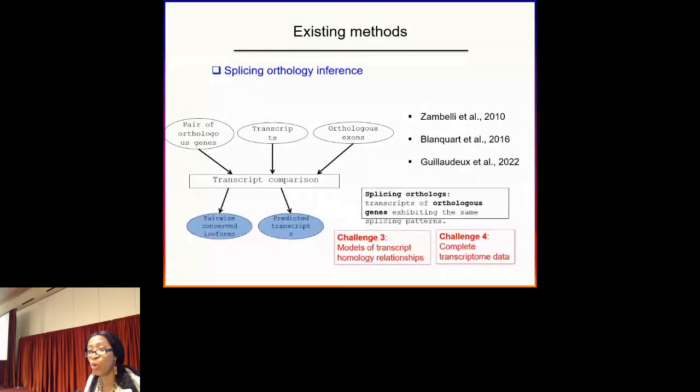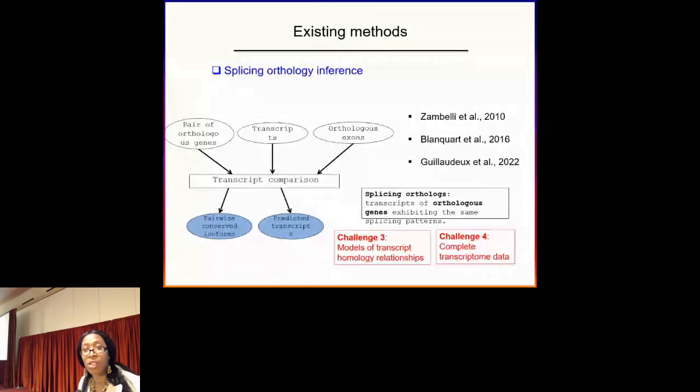They are limited to pairs of transcripts from orthologous genes. In the definition of splicing orthologs, these are transcripts of orthologous genes that exhibit the same splicing patterns. So the notion of orthology here comes from the level of genes. In our work, we have extended the notion of orthology in biology to the level of transcripts. It is also a fine contribution to challenge four, because the prediction of conserved transcripts contributes to completing transcriptome data.